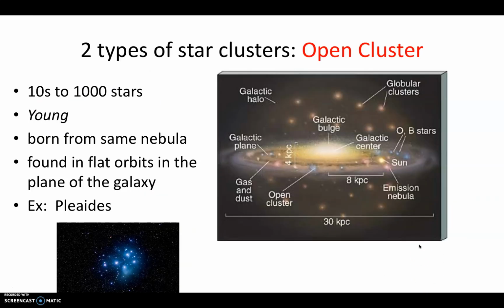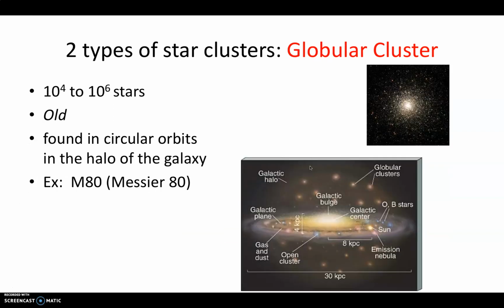So for the two types of star clusters, we've got open clusters. Down here is an open cluster that's really famous. It's called the Pleiades. You can see it in the winter here in Minnesota. It's really pretty. You can see it with the naked eye. Open clusters are grouped together. Here is a little drawing of the Milky Way galaxy. Here's an open cluster. They're grouped together stars, and they're born from the same nebula. So they're hanging out together because they were born in the same place.